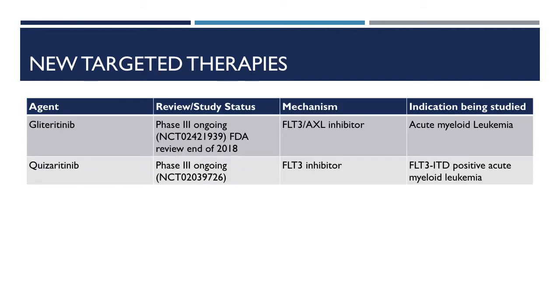And finally, these are just a couple new targeted therapies that are being studied. There's gilteritinib and quizartinib, which are both in phase 3 trials, and both are FLT3 inhibitors, hopefully to have indications in AML.